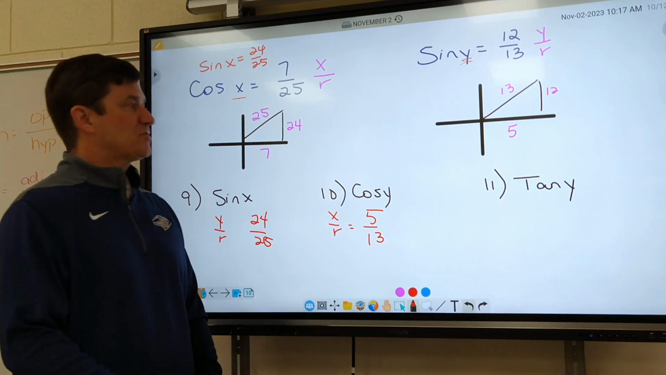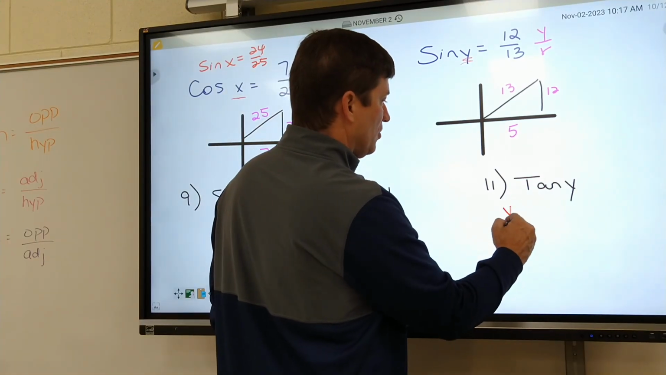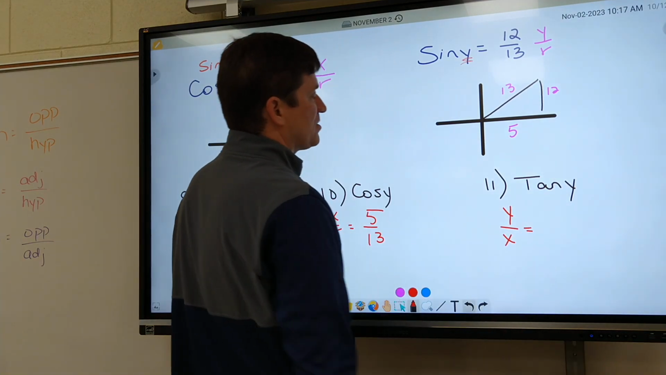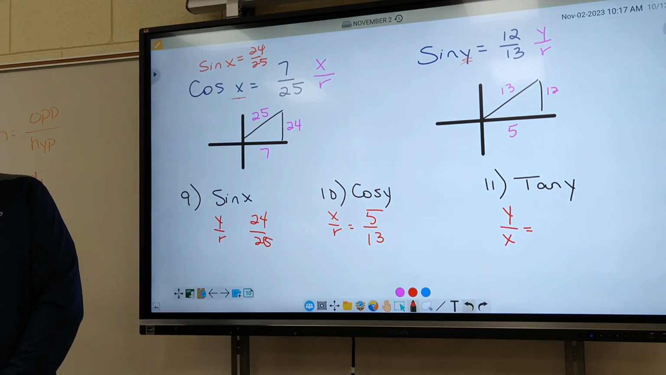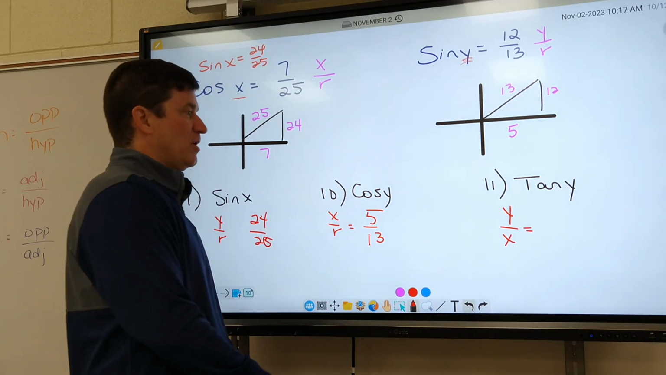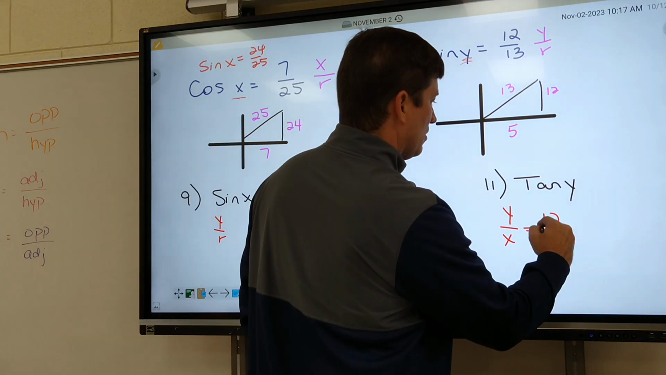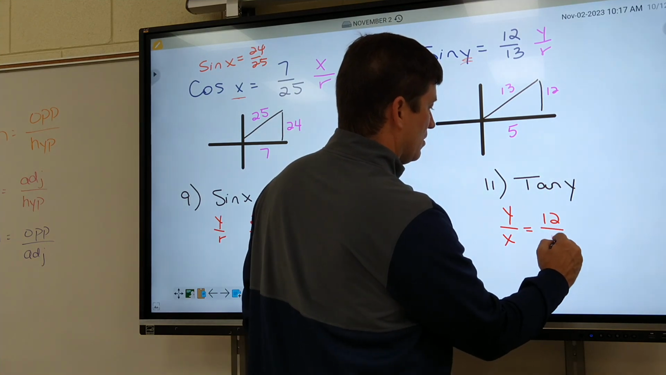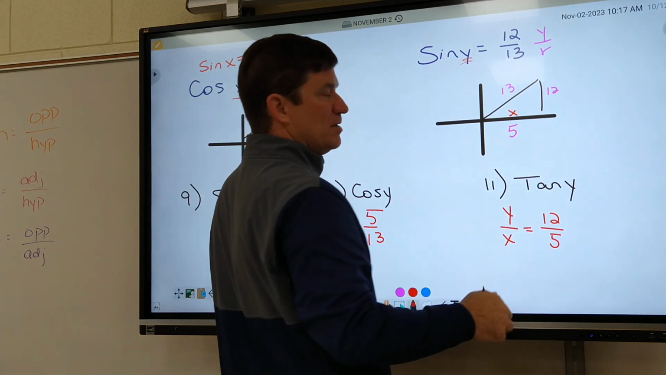All right, Laney, you got the next one. It says tangent of y. Your formula, y goes on top, x goes on bottom. What's my answer? Hang on, we'll just let Laney finish this. 12 over, yeah, because x-axis is always flat.